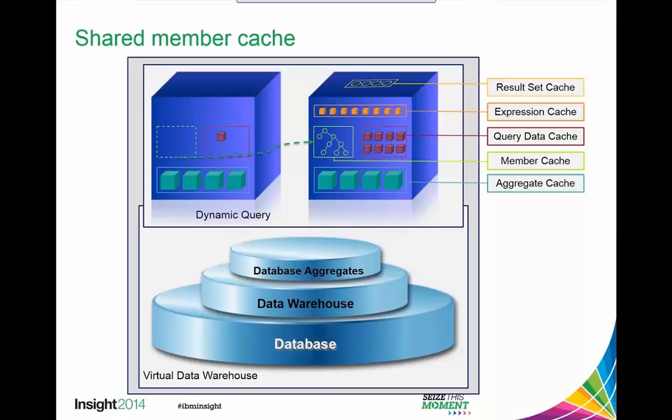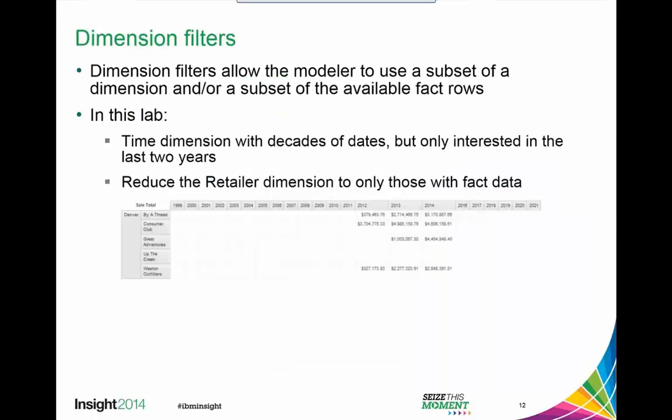The rest of this animation on this slide is just showing that everything else is the same. All the other caches, each cube has its own aggregate cache, data cache, expression cache, and result set cache. The only thing really shared here is the member cache.